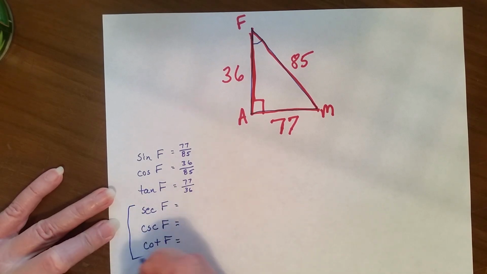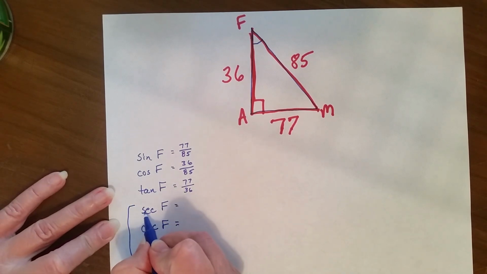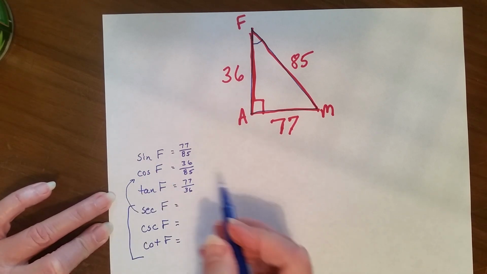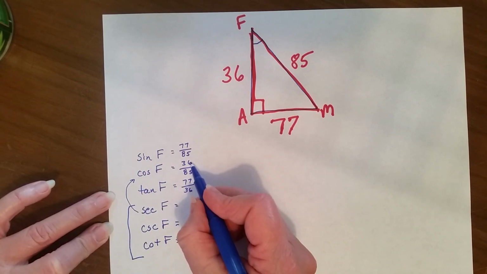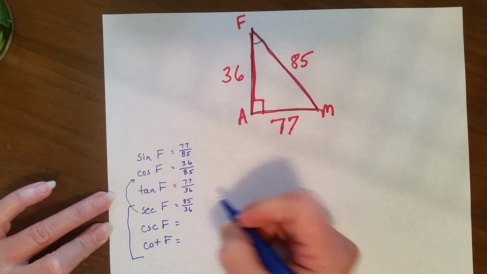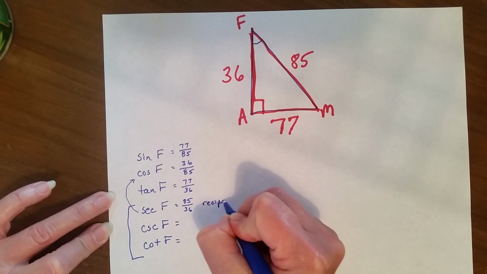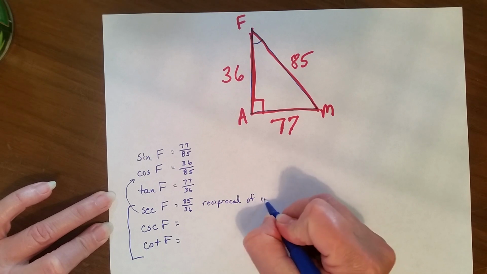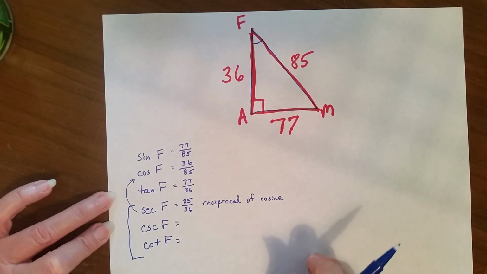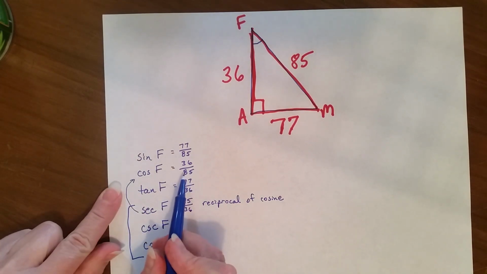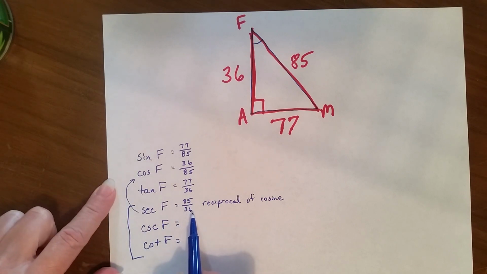Okay, now these are the 3 new ones. Remember, the secant is the reciprocal of the cosine. So it's going to be 85 over 36. I always remember that it's the reciprocal of the cosine. So I don't really even remember it in terms of hypotenuse and opposite and whatever. I just remember it's the reciprocal of the cosine. So I look at the cosine and I just find the reciprocal.